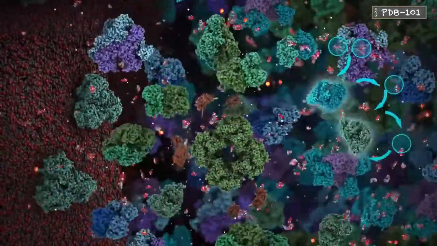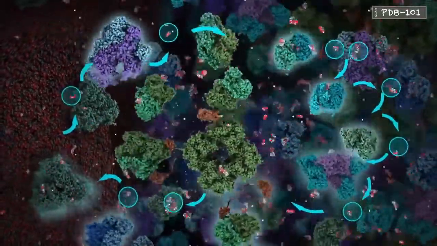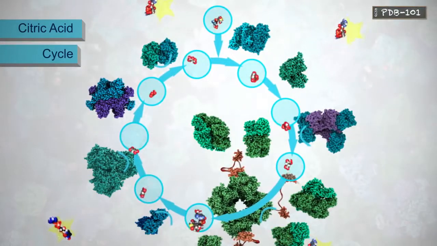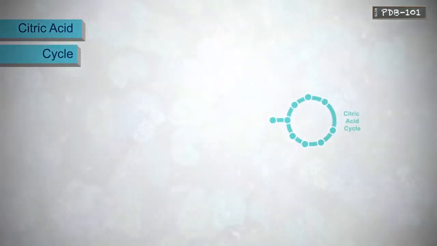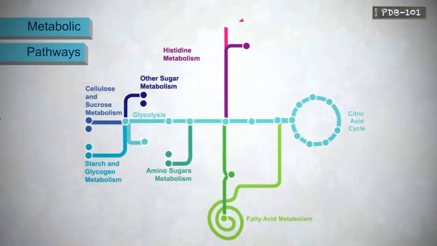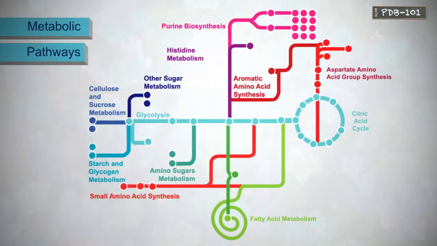These enzymes often work together to form longer pathways, such as the citric acid cycle, which is a series of chemical reactions used by cells to generate energy from carbohydrates. The essential tasks of life, such as metabolism, protein synthesis, and cell renewal and growth, are all regulated by enzymes.